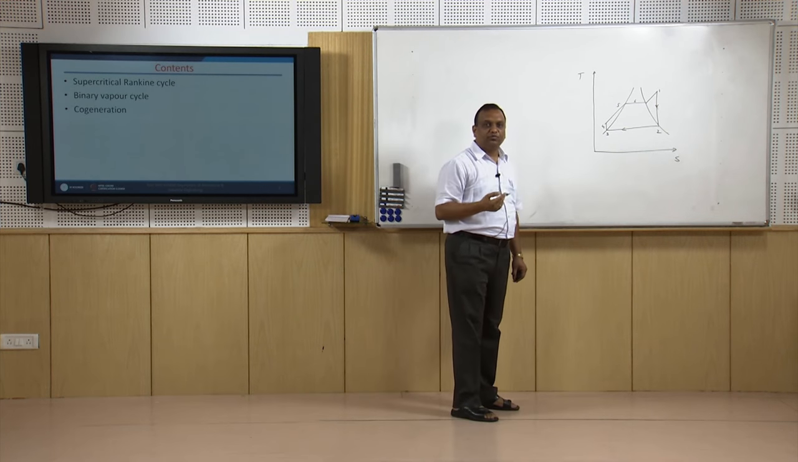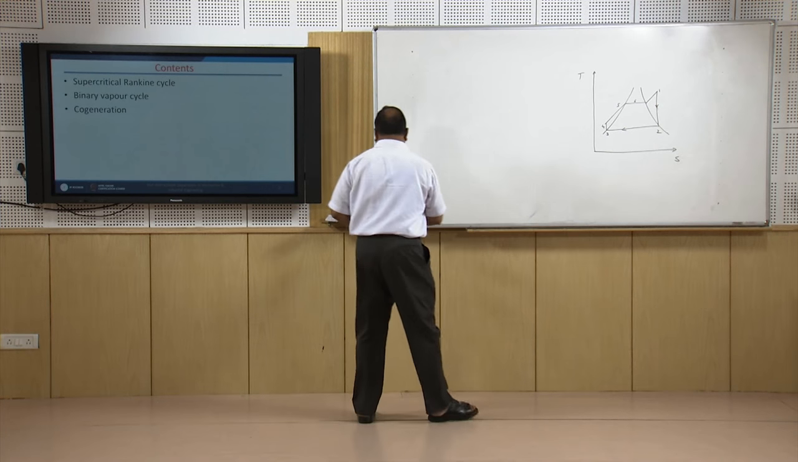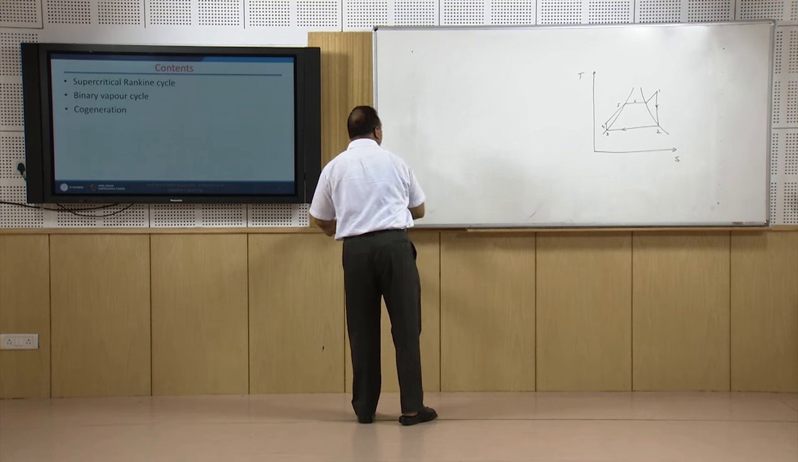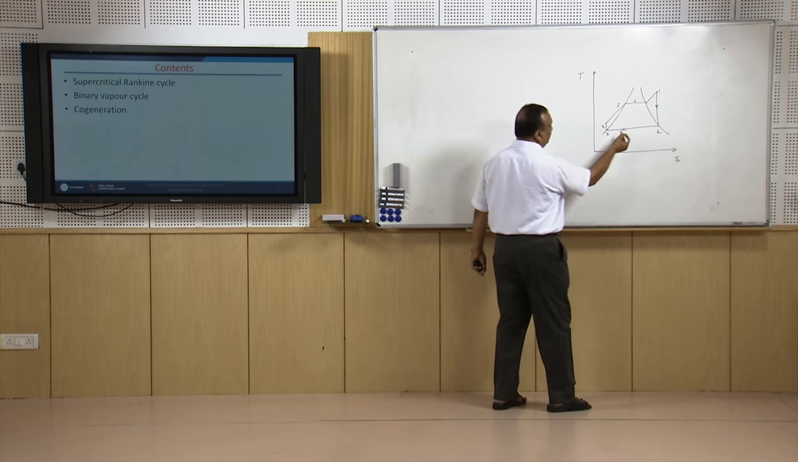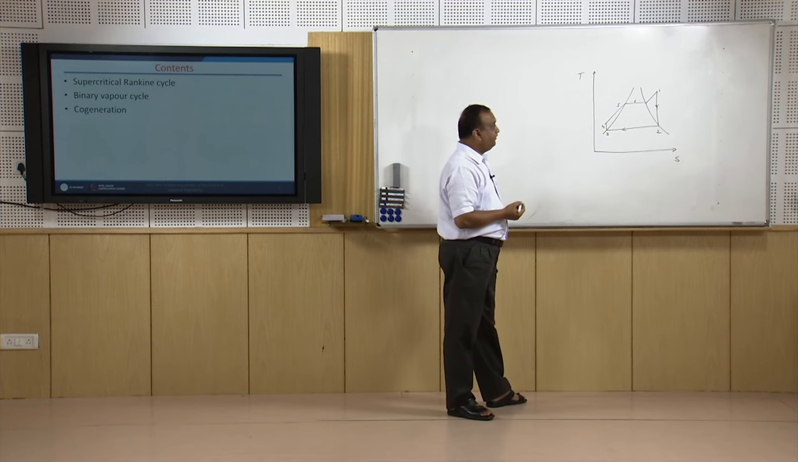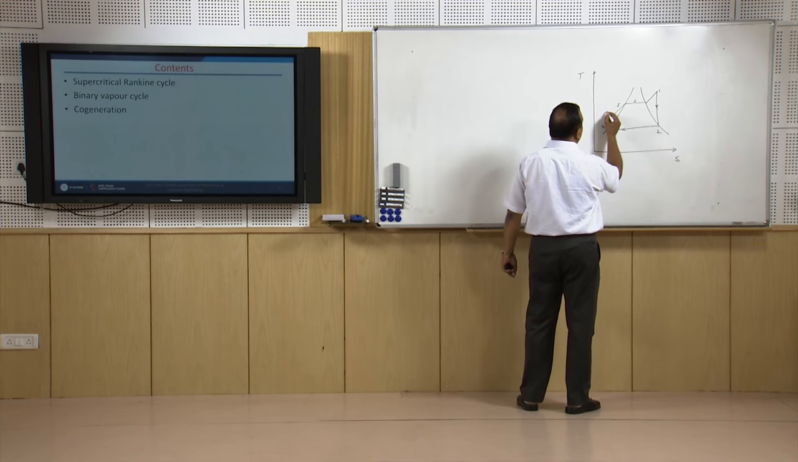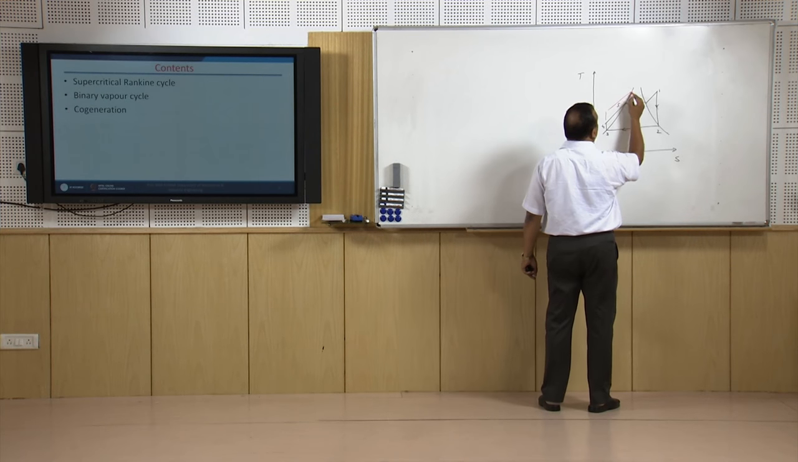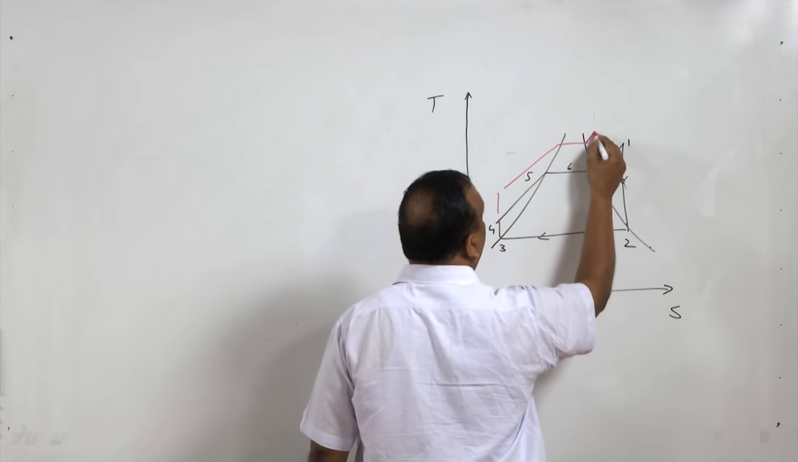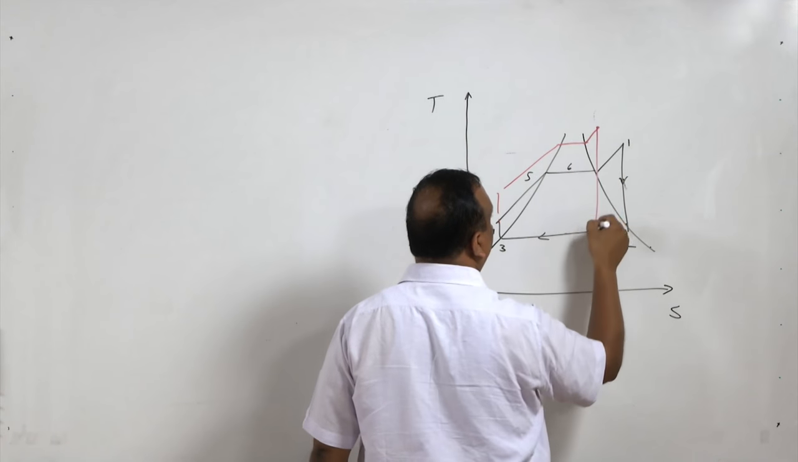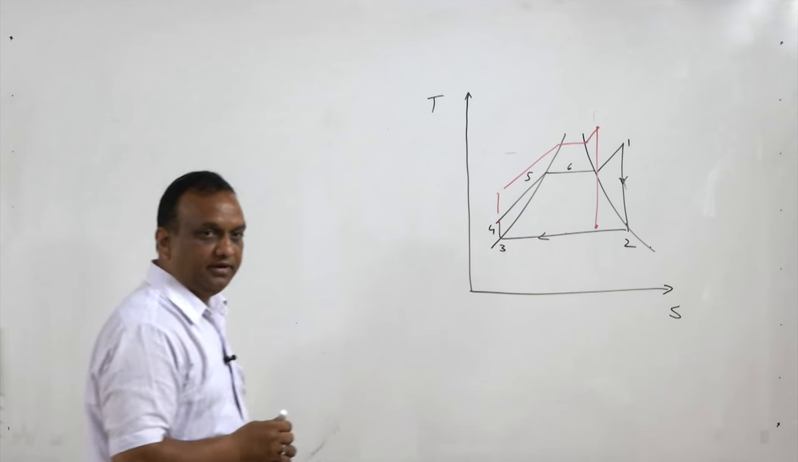Now, if I want to improve the efficiency of this cycle, I will have to increase the boiler pressure or reduce the condenser pressure. If I increase the boiler pressure, the mean temperature of heat addition will increase and I will get more output from the turbine.